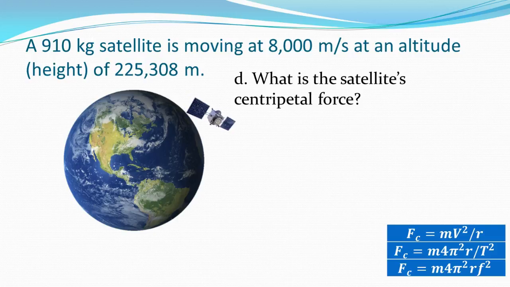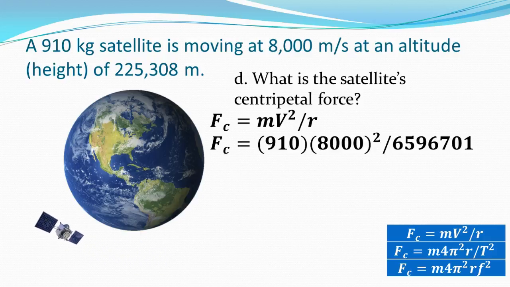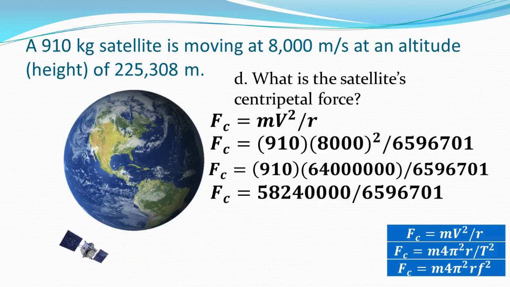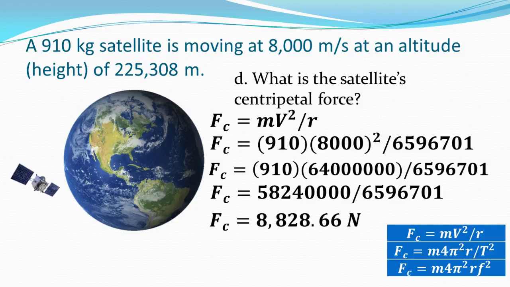Since I was given the satellite's velocity, I'm going to use the formula that includes velocity. Plug everything in. Mass is 910 kilograms. Velocity is 8,000 meters per second. And I have the radius of the circular path that the satellite's following. Take care of my exponents first. Multiply. Divide. And I should be left with 8,828 and change newtons. That's a lot of force because this is an object that's very far off the Earth's surface.